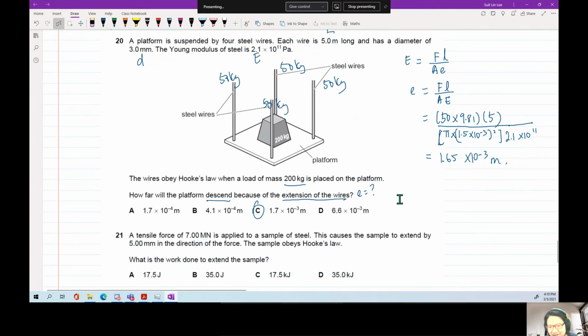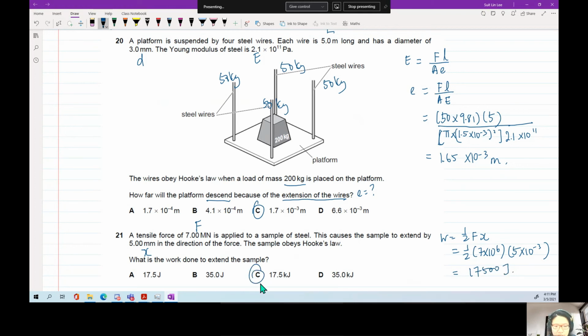Okay, and this one, if you want to find work done, just to finish up the question, your force is this, your extension is this. What is the work done? Work done is half Fx. So you can just take the force, 7 times 10 to the power 6, extension is 5 mm, 0.5 times 7e6 times 5e-3. We get 17500 joule. So C.